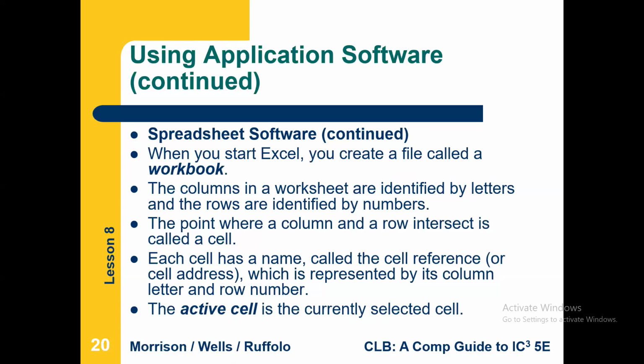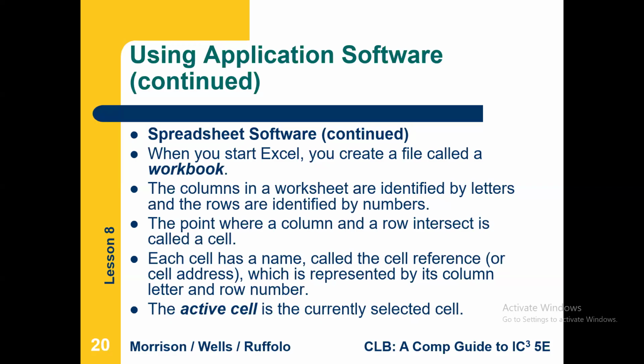So when you start your Excel, you create a file. So when you are starting your Excel, you create a big file that we refer to as a workbook. So you create the workbook. So within this workbook, you can have different sheets or different worksheets within them. So your columns in the worksheet are identified by letters, as we said, and the rows are identified by numbers. So the intersection of the rows and columns give us what is known as a cell.